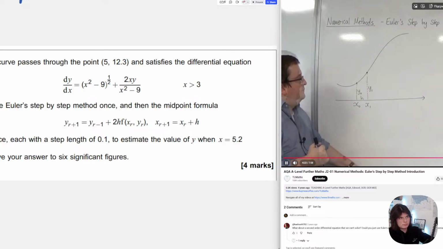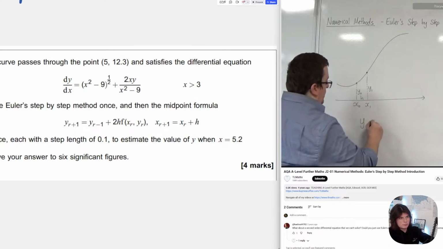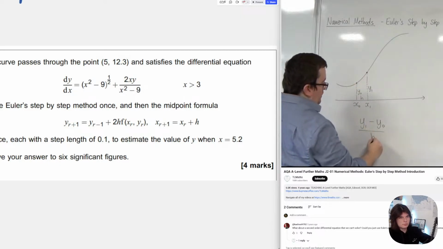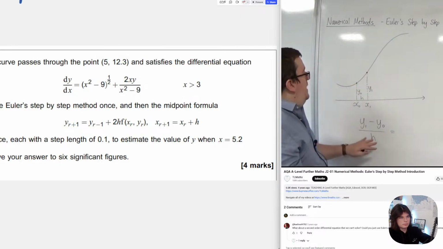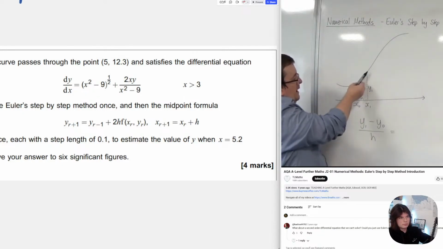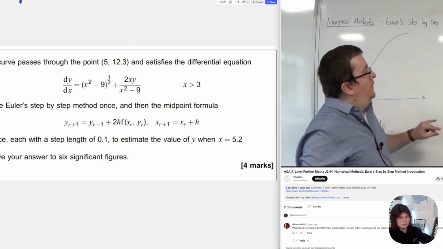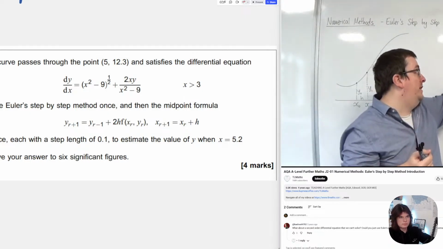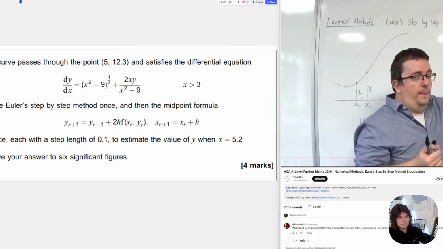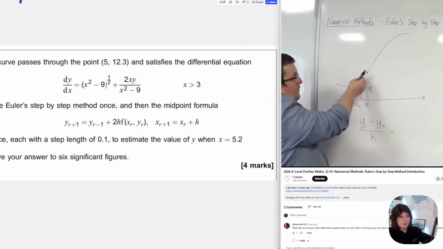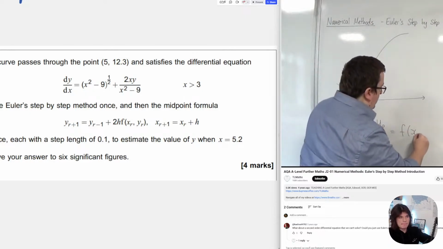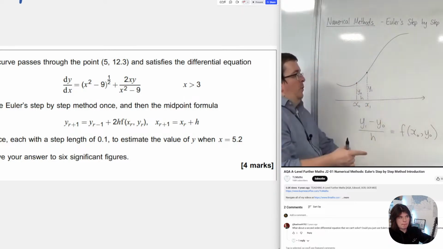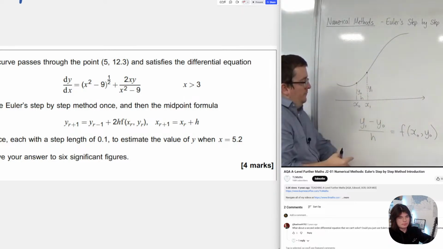point on the curve. So the gradient would be the difference in the y coordinates, y1 take away y0, divided by the difference in the x coordinates, which is just h. Now, as that is the gradient of the line between those 2 points, I know what the gradient of the function is, because if I use dy by dx equals some function of x and y, then this is telling me that the gradient function is f of x comma y. So the gradient of that line can be written as f of x0, y0, where this is the gradient of the curve at the point x0, y0.